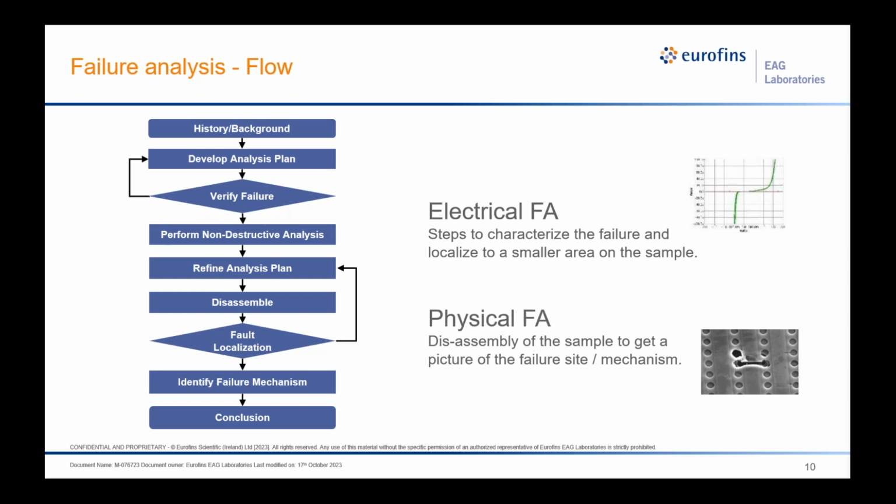And this involves a lot of the teardown exercises, deprocessing, cross-sectioning, and some of the advanced imaging to actually image the failure mechanism. So how do we actually start this FA process? There are a lot of initial questions, and one of the most important things to start off with is the history and background.